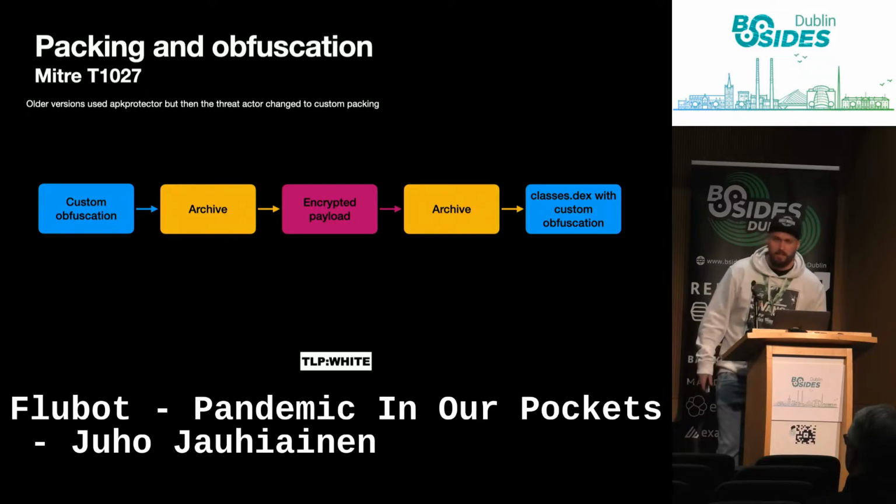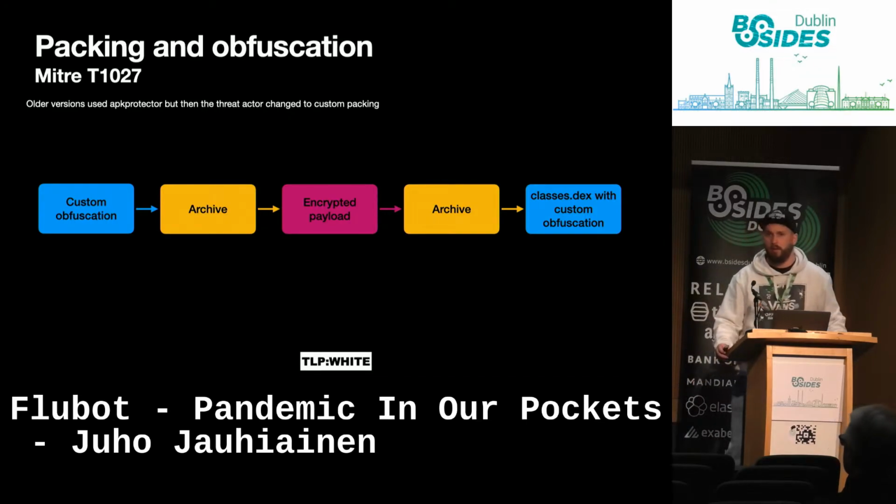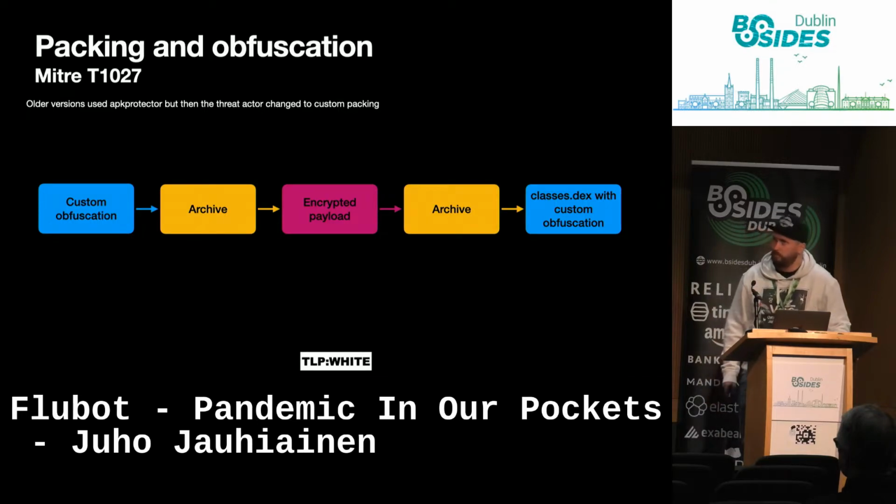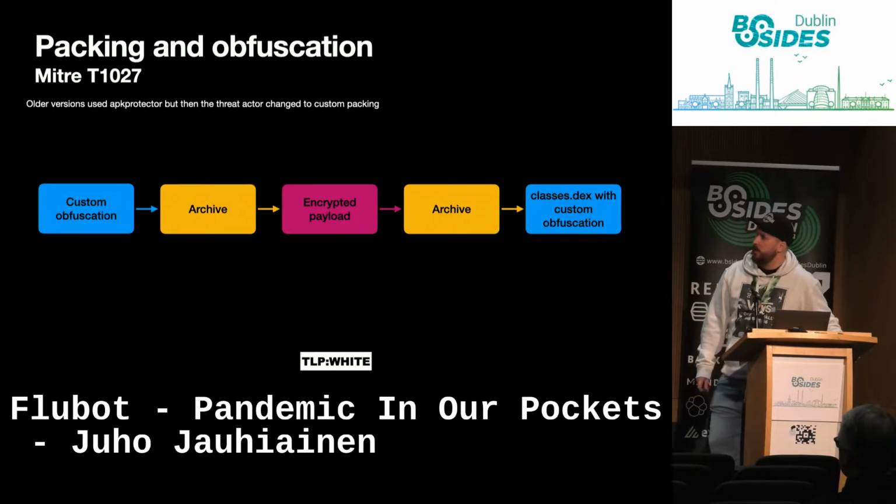Analyzing APKs is kind of easy because you can just decompile the package and read the Java. But of course, mobile malware are using packing as well, like regular Windows and Linux malware are doing. So Flubot used to use APK Protector, which is a known tool for APK packing. But they changed to this kind of customized encryption in, I think it was version 4.9, where they introduced it.